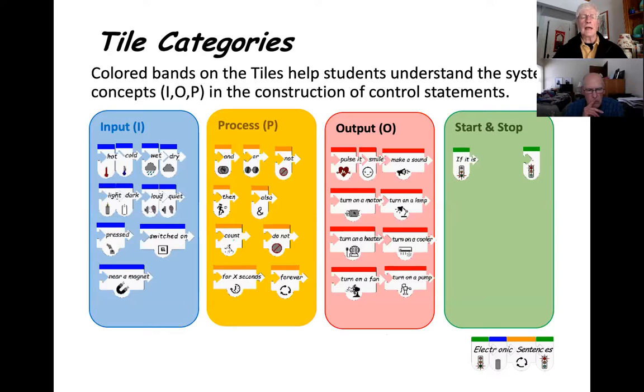Okay, the tiles are in different categories. There's input tiles, as you see in the blue on the left: hot and cold, wet and dry, light and dark. There's process controls: if and then statements, count, do not count, do for so many seconds, do forever. And there's outputs, so they could end up with a smile, they could make a sound, turn on a motor, turn on a lamp, a heater, a fan, a pump, and so forth. And then you also have starting and stopping tiles. If is always the beginning of the sentence, and then a period always ends a sentence, so that the scanner knows that that's a complete sentence.